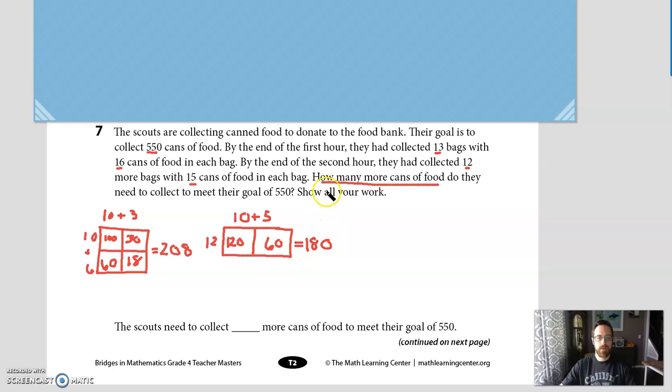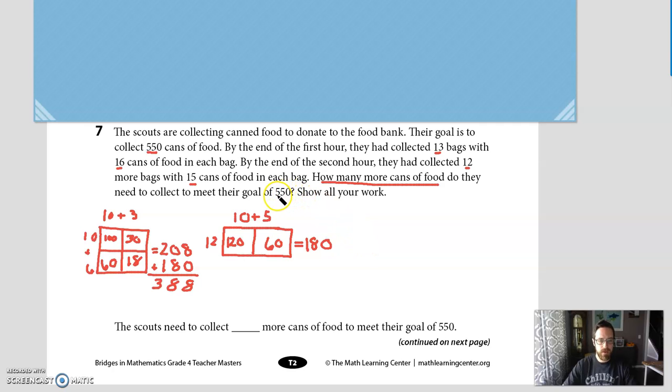Okay, and then again, we're looking at how many more they need to reach their goal of 550. Well, now we need to figure out the total amount they collected. We have 180 plus 208, so I'm going to add those two together to figure out the total amount that they've collected so far. So 8 plus 0 is 8, 8 plus 0 is 8, and 2 plus 1 is 3. So they have collected a total of 388 items.